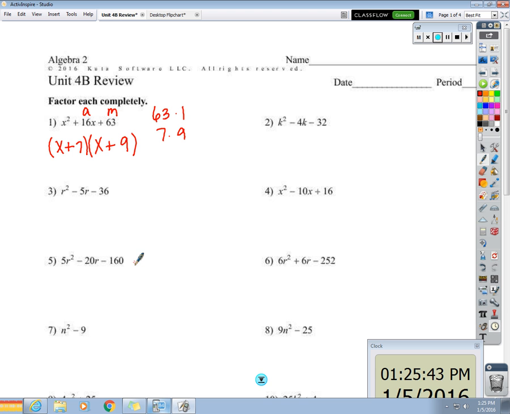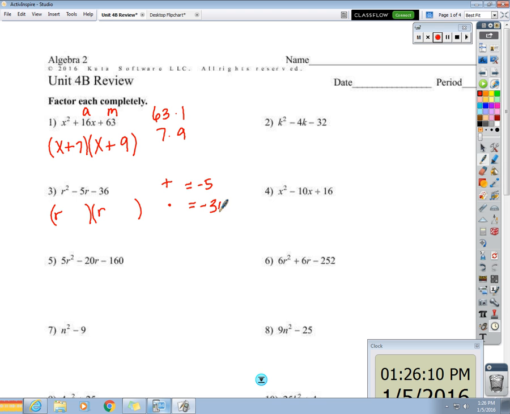Okay, number 3. r squared minus 5r minus 36. Okay, we're dealing with another quadratic trinomial that they want us to factor. So we write it as two binomials. To get r squared, we would have to have an r times an r. And now we're looking for two numbers that add up to negative 5 and multiply to negative 36.